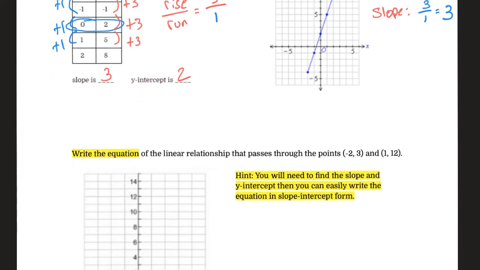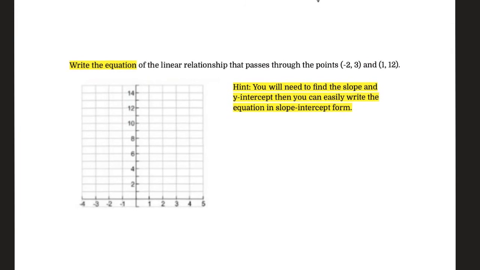Now let's put it into a more complex question. Here we need to write the equation of the line that passes through these 2 points. And they give us a hint: you will need to find the slope and the y-intercept, and then we can easily write the equation in slope-intercept form. That's true because once we find the slope and the y-intercept, bam, we can just plug it into y equals mx plus b. So let's write that down for ourselves. Slope-intercept form is y equals mx plus b.